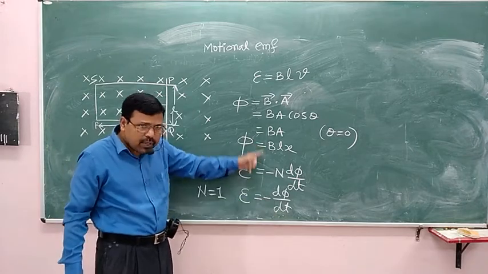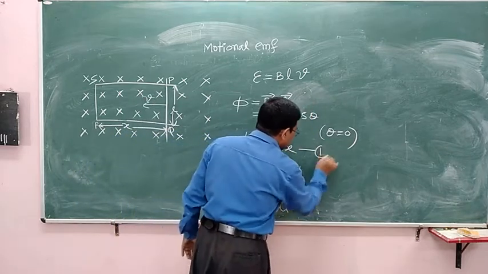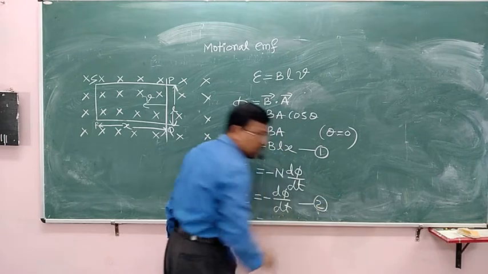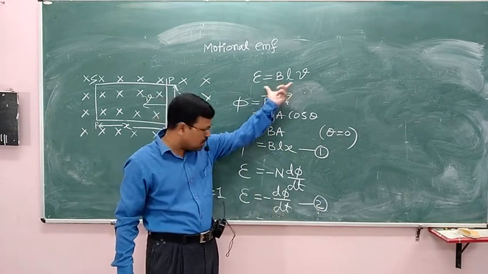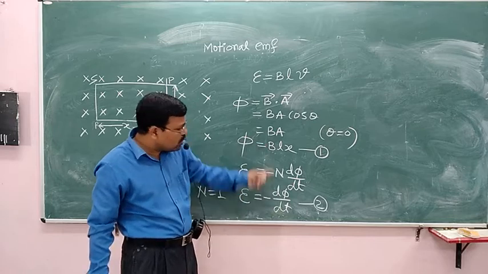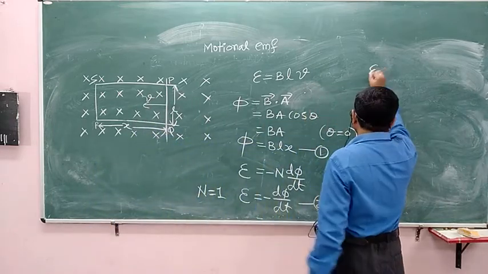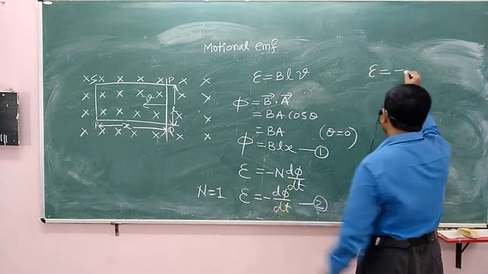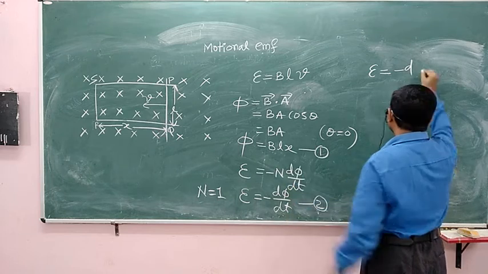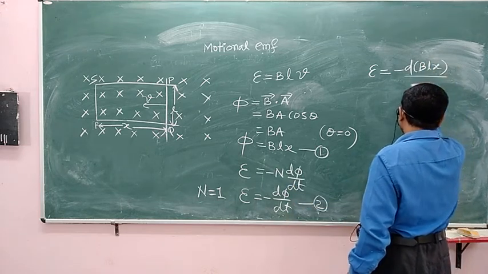Now substitute the value of flux here. Call this equation number 1, and this equation number 2. We need to derive and prove this equation. Substituting the value of flux, you get EMF equal to minus d of BLx divided by dt.